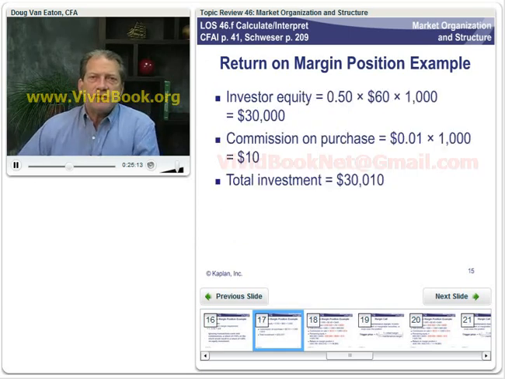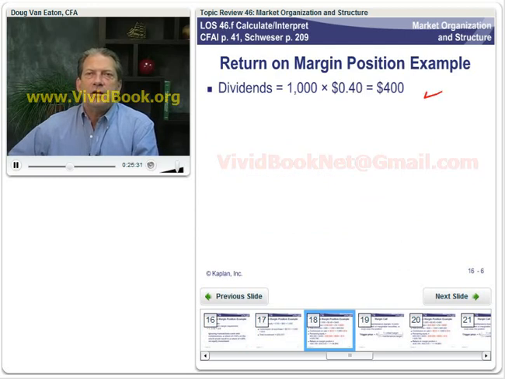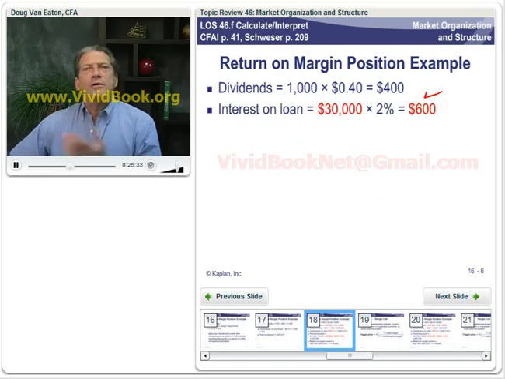So our investor's equity starts out at $30,000. The commission on the purchase is $10. So our total invested amount initially, $30,010. So we'll figure our gains relative to that. Okay. Our dividends, $400. Interest on the loan, we've got a 1-year holding period here, 2% on our $30,000 loan, right? 50% of the $60,000 purchase cost. For 1,000 shares, that's $60 a share.